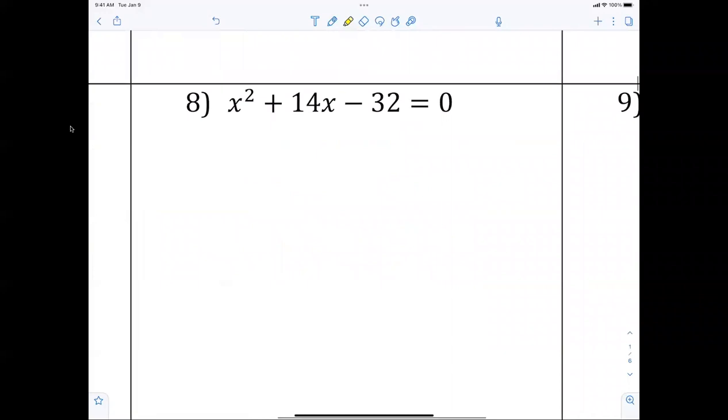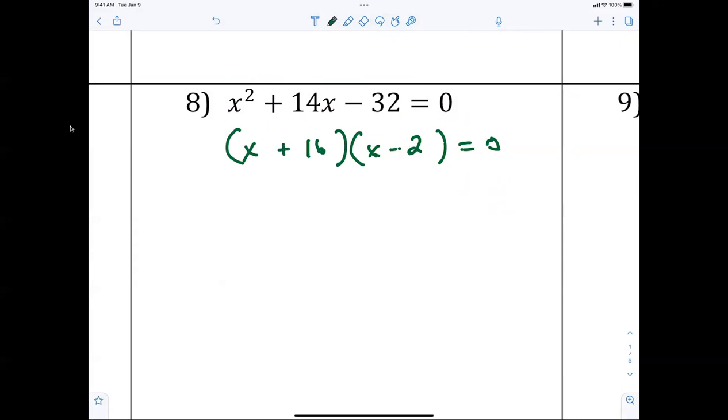Number 8. I need help here. The factors of 32 that differ by 14. What are those? Factors of 32 that are 16 and 2. There we go. So here we go. We have x and x. Then we're going to write down 16, and then we're going to write down 2. Now, the 16, of course, is going to be positive, and the 2 is going to be.